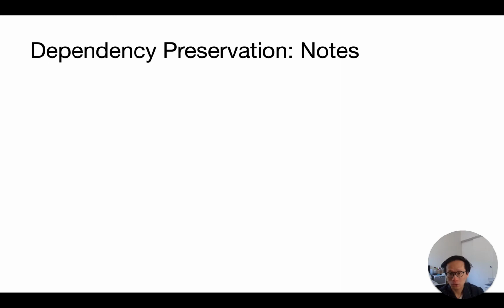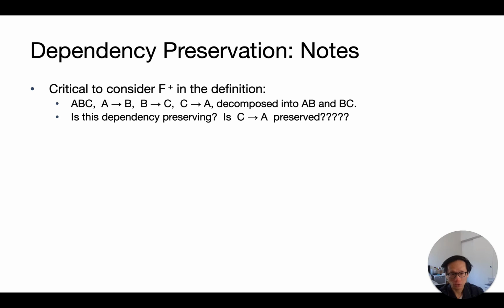Now, some notes about the dependency preserving decomposition. As we said, it's critical to consider F plus in the definition. So let's have an example to think about this. Let's say we are given our table A, B, and C, where A determines B, B determines C, and also C determines A. Let's say we are going to decompose this into AB and BC. And we want to know, is this dependency preserving? Particularly, is C determines A preserved by these projections of dependencies?